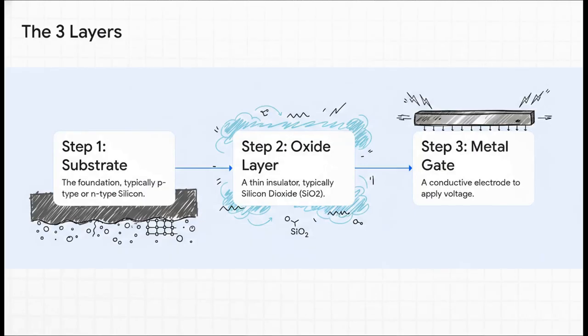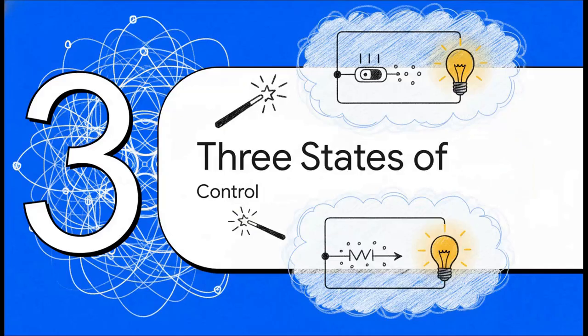Let's actually build one from the ground up, just conceptually. We start with the foundation, which is the semiconductor substrate, usually a slice of silicon. On top of that, we grow a really thin insulating layer of oxide. And finally, we put a metal gate on top of it all. This gate is where we apply voltage to control the whole thing. And that's it. It's basically a simple three-layer sandwich. But the real magic isn't in the structure itself. It's in how we control it.